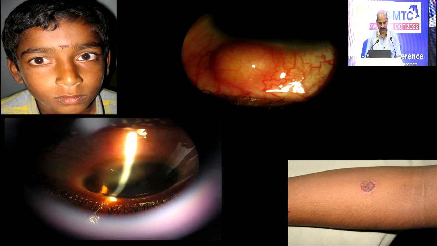Yeah, a child, a 12-year-old child. He has come with a scleral nodule, and superiorly he has sclerokeratitis, in the superotemporal area. On taking history, his father had exposure to tuberculosis, an open case, and his Mantoux is positive. He had a positive Mantoux, but the chest X-ray is negative.